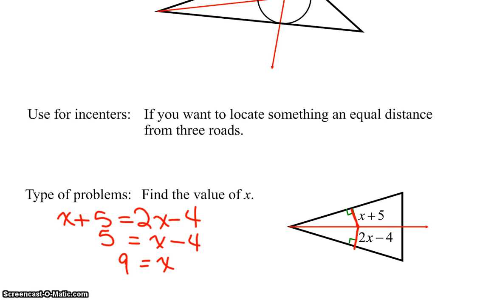The distance to the roads, on the top side, it's 9 plus 5, which is 14. On the bottom side, it's 2 times 9 minus 4, which is still 14. I know I did the problem correctly because my distances turned out to be equal, and I know what those distances are.